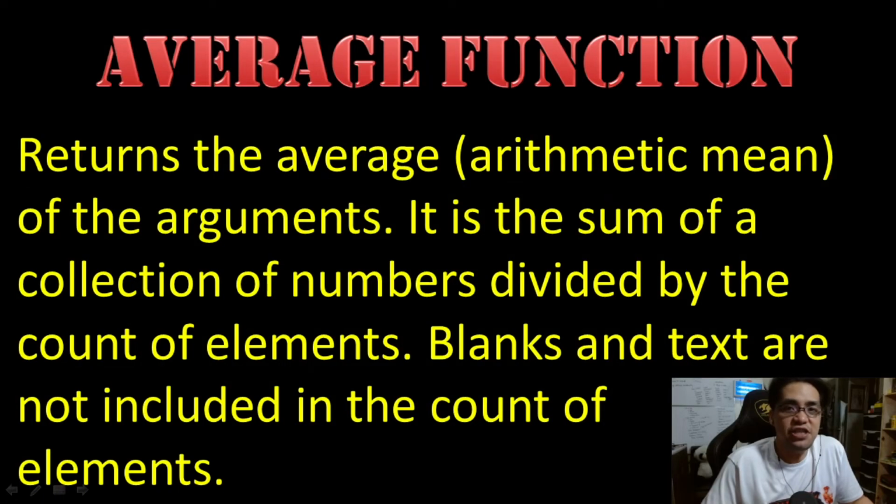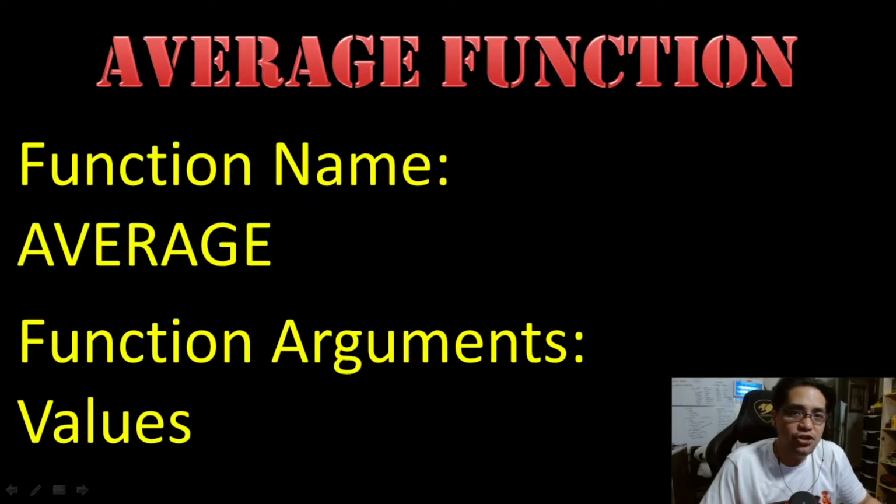Let's start with the definition of the average function. Now what you can see on the screen is from Microsoft's own help documents. The average function returns the average or arithmetic mean of the arguments. It is the sum of a collection of numbers divided by the count of elements. Blanks and text are not included in the count of elements. To call the function in a formula, the function name is average, and of course your function arguments are values.